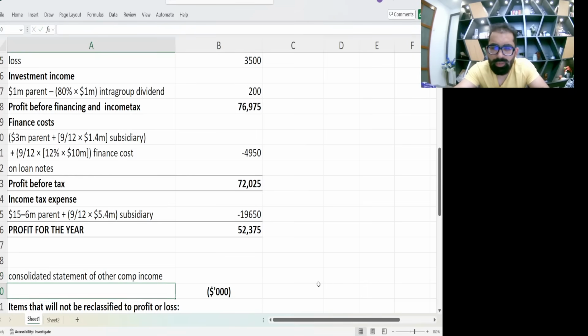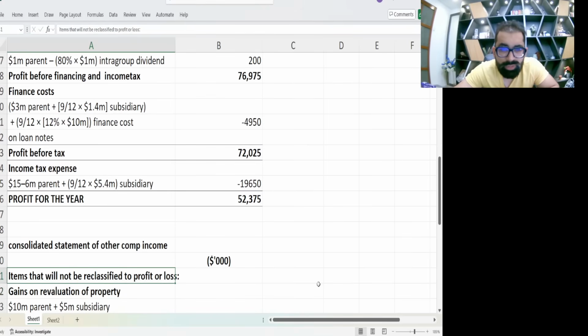Okay, now we will be doing other comprehensive income. In other comprehensive income, if you have studied IFRS 18, in OCI there are two layers. First is the OCI which will never reclassify to PNL in future. And there is one more OCI that is going to be transferred into PNL in future.